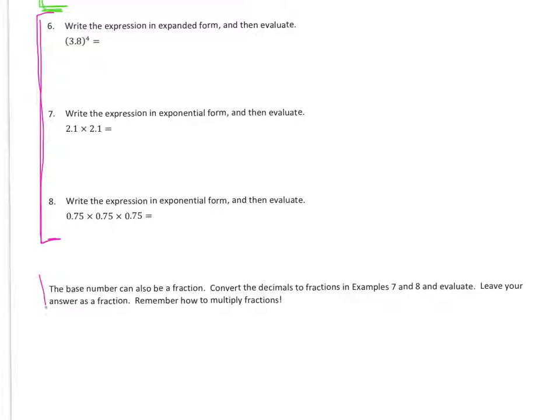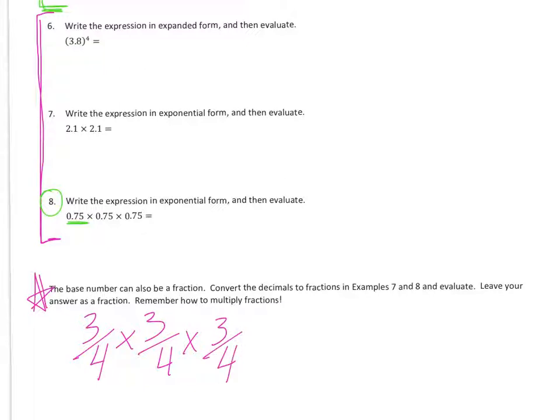All right, I want us to look at this one. Since the base number of an exponent can also be a fraction. So let's look at number 8. Here the base number is 75 hundredths, or as we like to call it in fraction land, 3/4. So this is 3/4 times 3/4 times 3/4, or 3/4 to the power of 3. So 3/4 is the base number here. So let's solve this. Check it out.